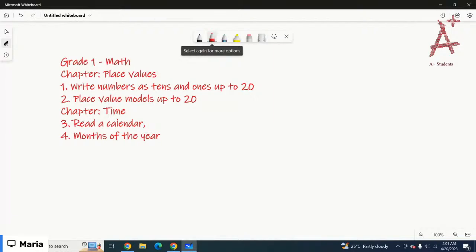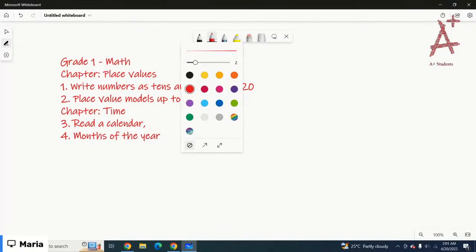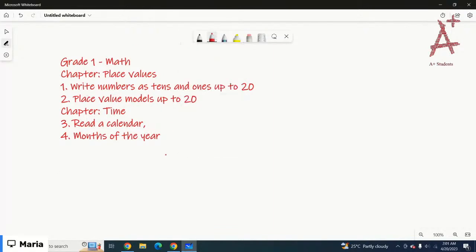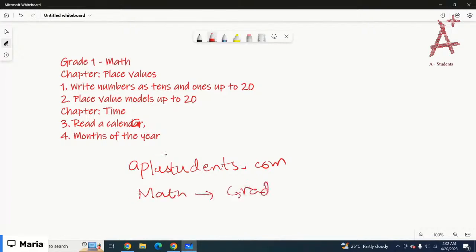We're going to start with grade 1 maths. You can find all the lessons on aplusstudents.com. You have to log in there using your email address and password as provided by the administrator. Then you have to select math from the subject tab, scroll down to grade 1 and then click on view all lessons. There you can find a list of the chapters.